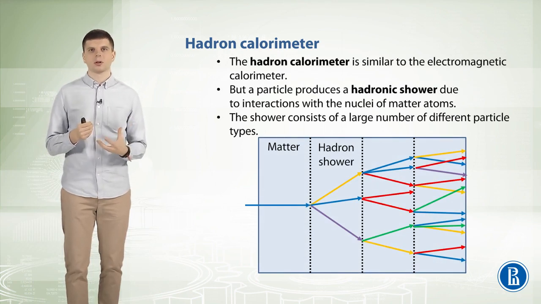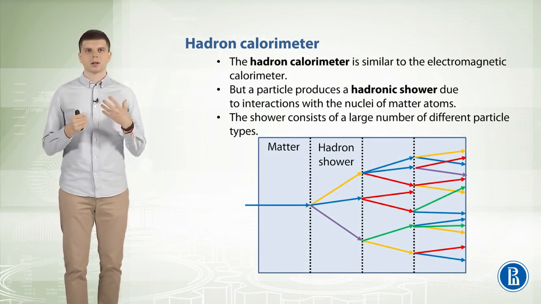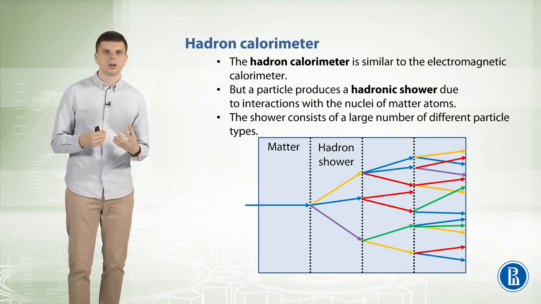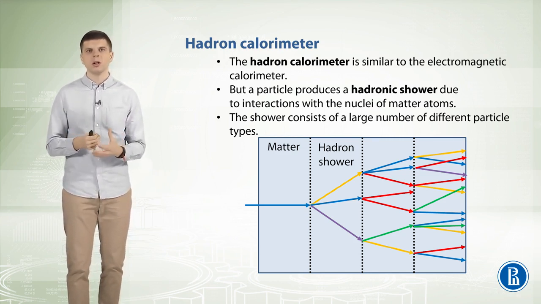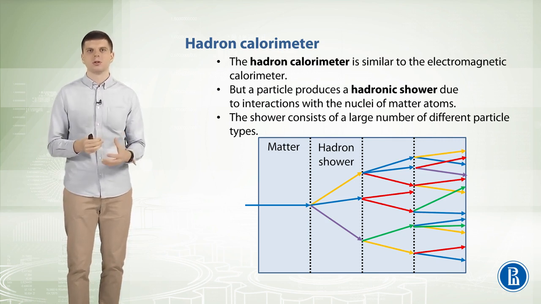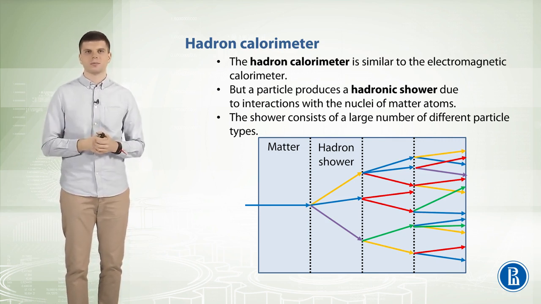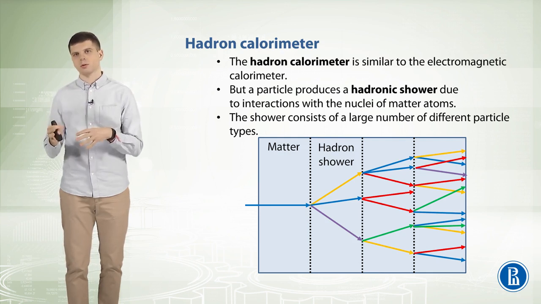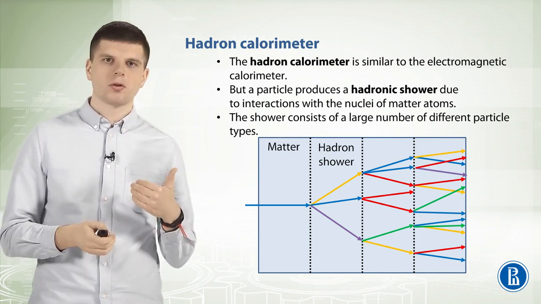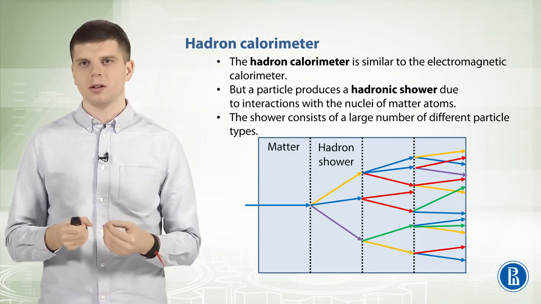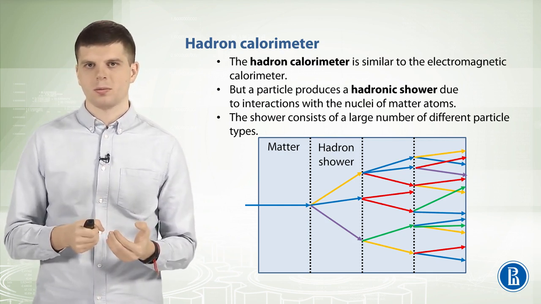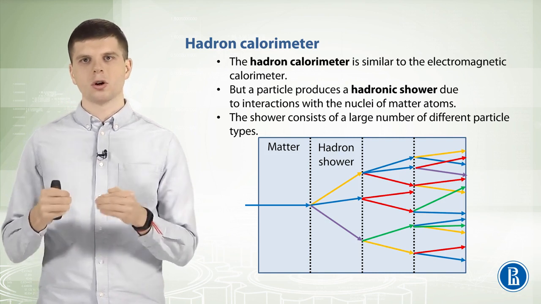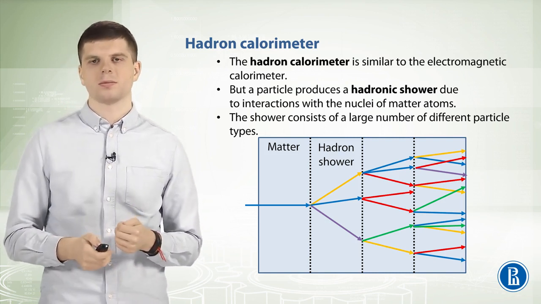The principle of the hadron calorimeter's work is similar to that of the electromagnetic calorimeter. But the incoming particle produces a hadronic shower instead of an electromagnetic shower due to interactions with the nuclei of matter atoms. This shower consists of a large number of different particle types, not only electrons and photons. The number of particles in the shower exponentially increases with the length of the shower. At the same time, the energy of each particle in the shower exponentially drops, as in electromagnetic showers.